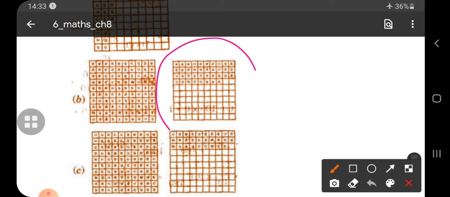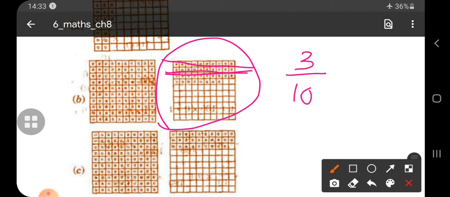Now you can see here the second one. You can see first horizontal line, all 10 boxes are shaded. Second line, third, so here you can write 3 upon 10, 3/10, and fourth one, total 8 shaded boxes out of 100.